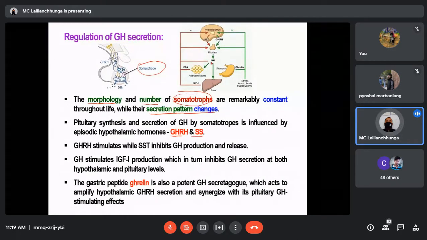will go down again. And when it reaches the lower limit again, ghrelin and other factors will start their action again to increase the secretion of growth hormone. So the cycle will keep on going like that.